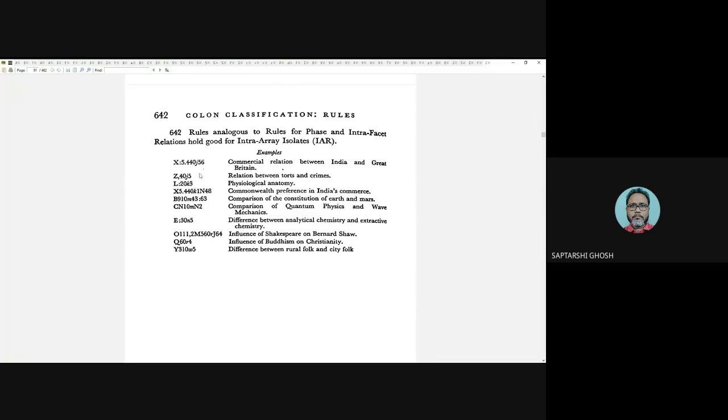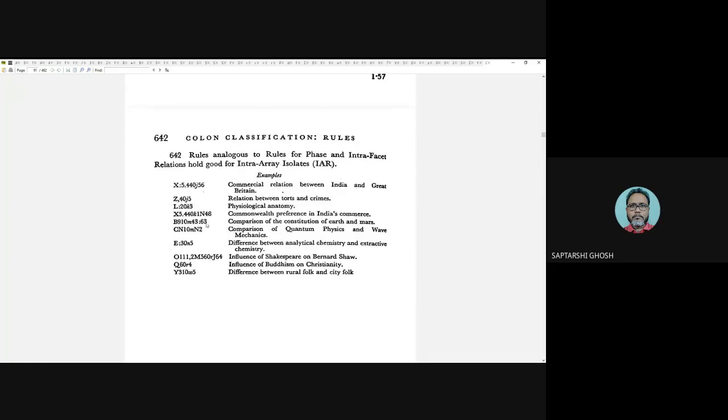RST. Difference between rural folk and city folk, from Y itself, Y31, this is the rural folk, 0W, city folk 5. One thing we just have to see here: both numbers are coming from the mother class 2-3, as this is 2-3-4 and the second one is 2-3-3. So we just have to see whether we can contract that one or not.